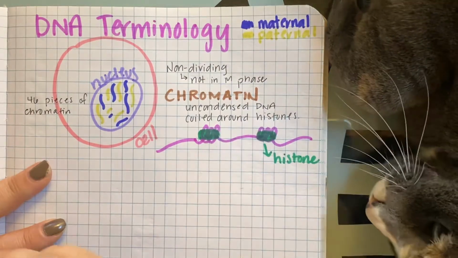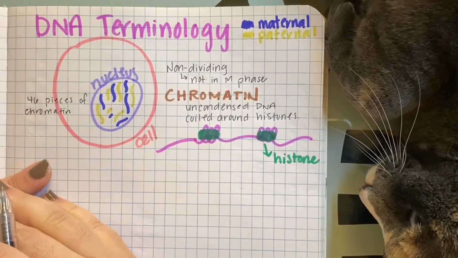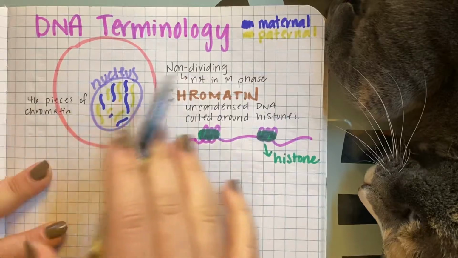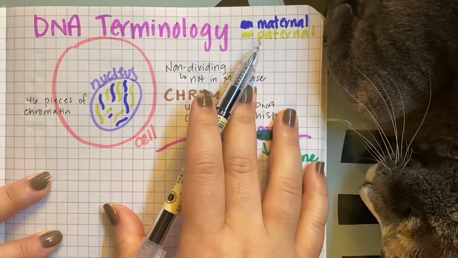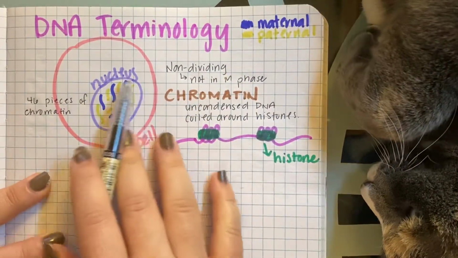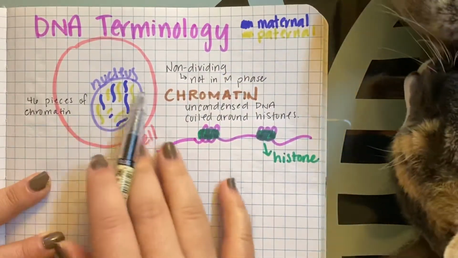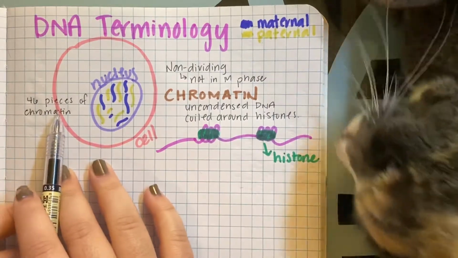Look at her face. You have 46 pieces of DNA. You get 23 from your mother, 23 from your father. Okay? So total, we have 46 chromosomes. You'll have 46 separate pieces of chromatin.